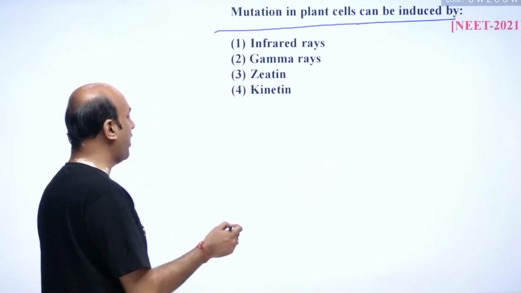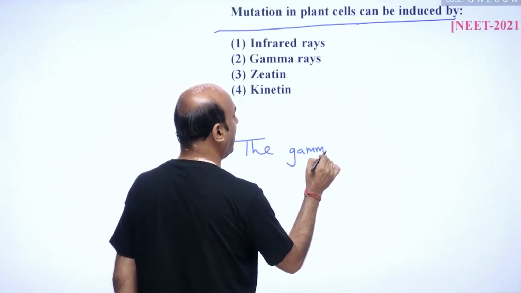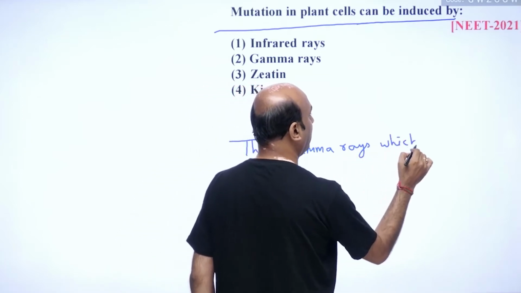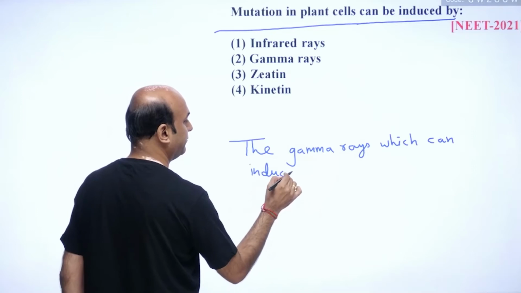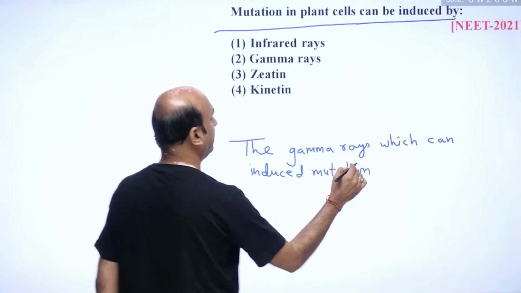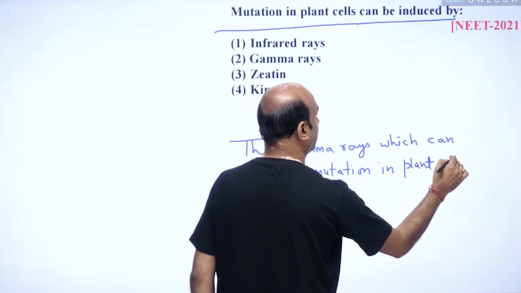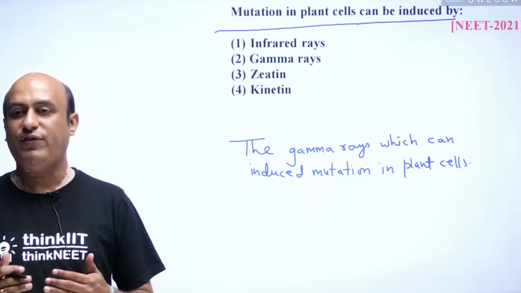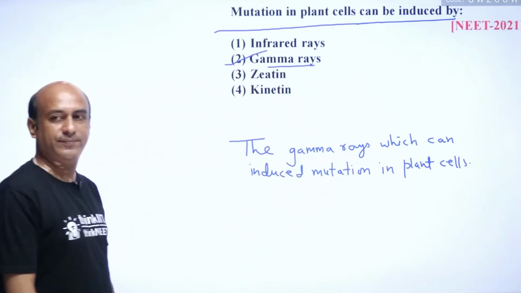We know that student, it is the gamma rays which can induce mutation in plant cell. So student, it is the gamma rays which can induce the mutation in the plant cell. So here the correct answer is option number 2, gamma rays.